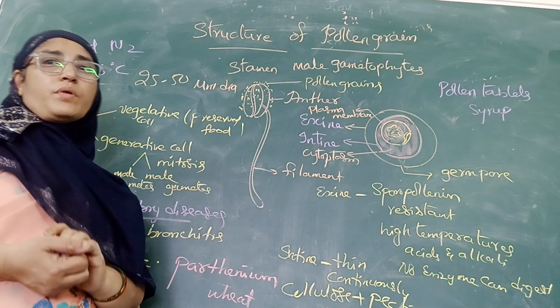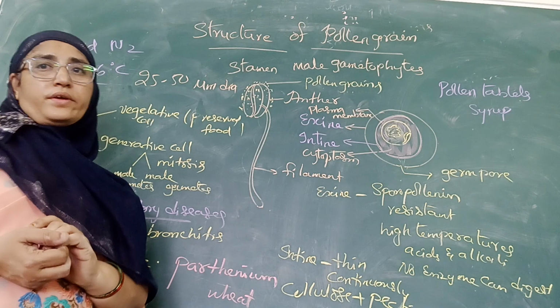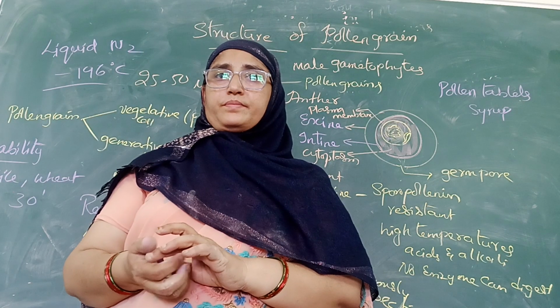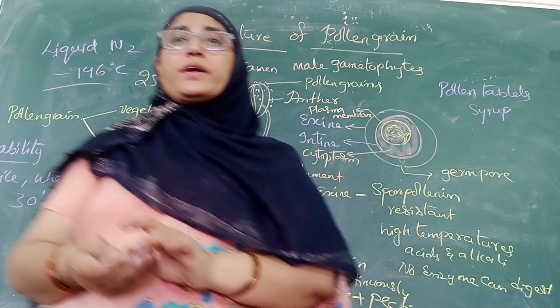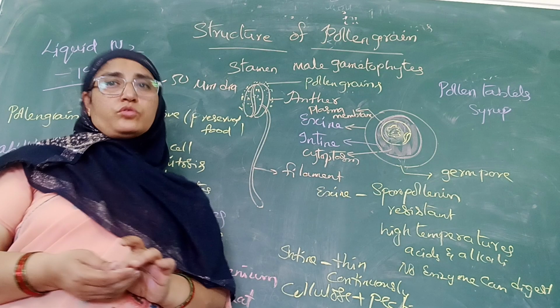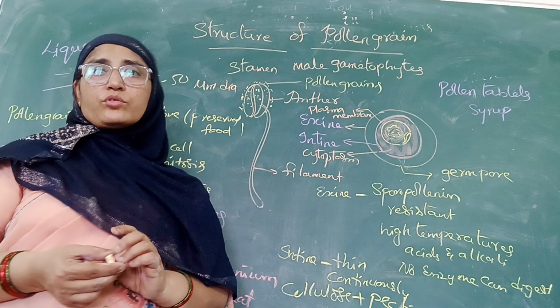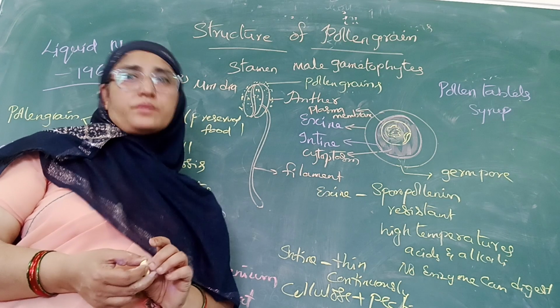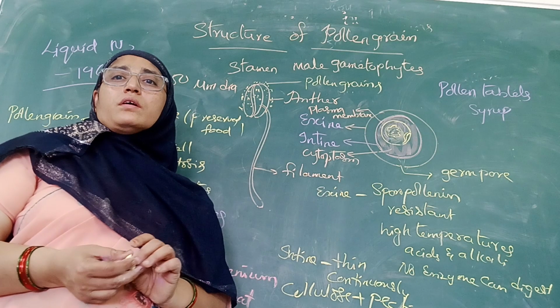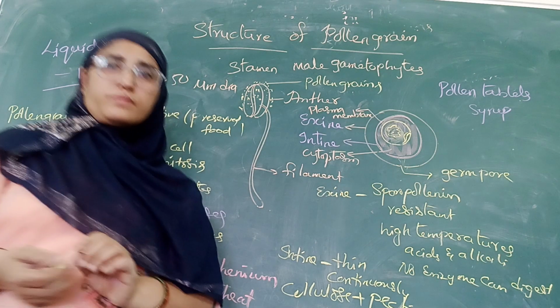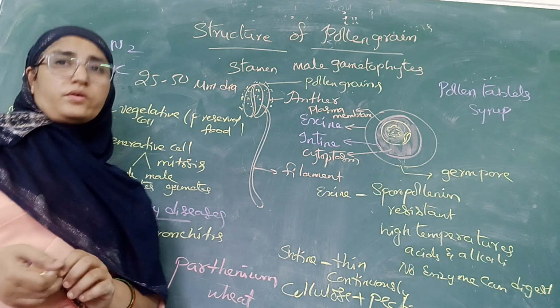Okay, this is about the structure of the pollen grain, which is a microspore or the male gametophyte. It is also called a microspore or the male gametophyte. Right? It's about the pollen grains.